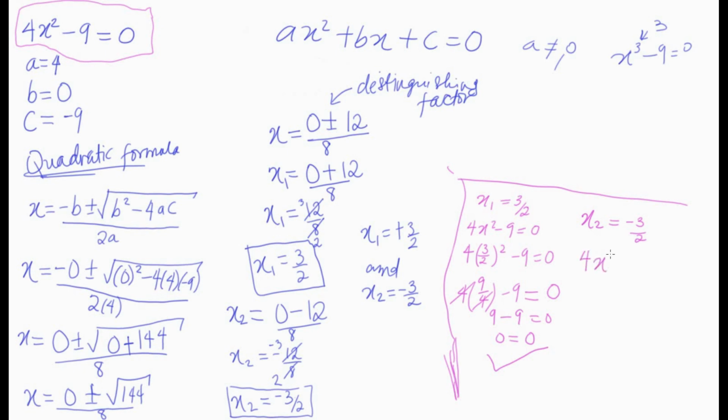So 4x squared minus 9 equals 0. 4 times negative 3 over 2 squared minus 9 equals 0. Just checking. So 4 times negative 3 squared is just 9, and 2 squared is 4. 4 divided by 4 here, so 9 minus 9 equals 0. And then 9 minus 9 is just 0, and 0 equals 0. So we have the right answer here again. So that means our check worked out well.